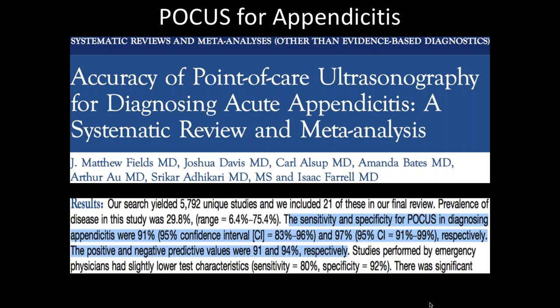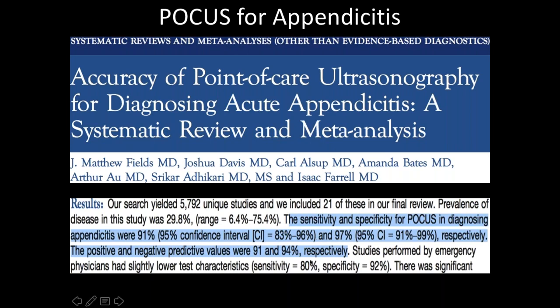Out of these 21 articles, some of them were performed by point-of-care ultrasound users from the GI physician group and from the surgical group. If you just narrow it down to point-of-care ultrasound used by emergency physicians, the sensitivity was 80% and specificity was 92%. Now, overall, with a sensitivity of 91% and a specificity of 97%, these are pretty good numbers and kind of argue to use point-of-care ultrasound to rule in the inflamed appendix.